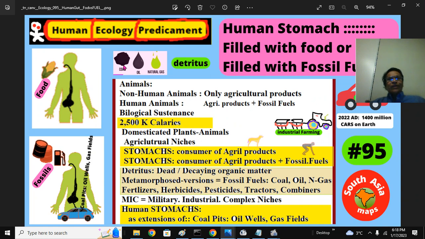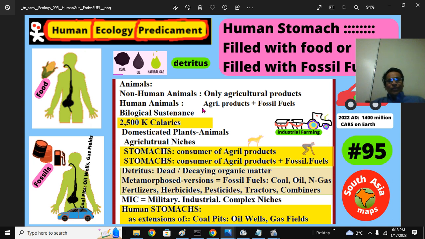The heat and pressure converted them, called metamorphosed them, into coal pits, oil wells, natural gas wells. Metamorphosis means essentially changing the form, conversion. So these fossils are detritus, historically dead organic matter, metamorphosed, changed, converted into fossil fuels, coal, oil, natural gas.